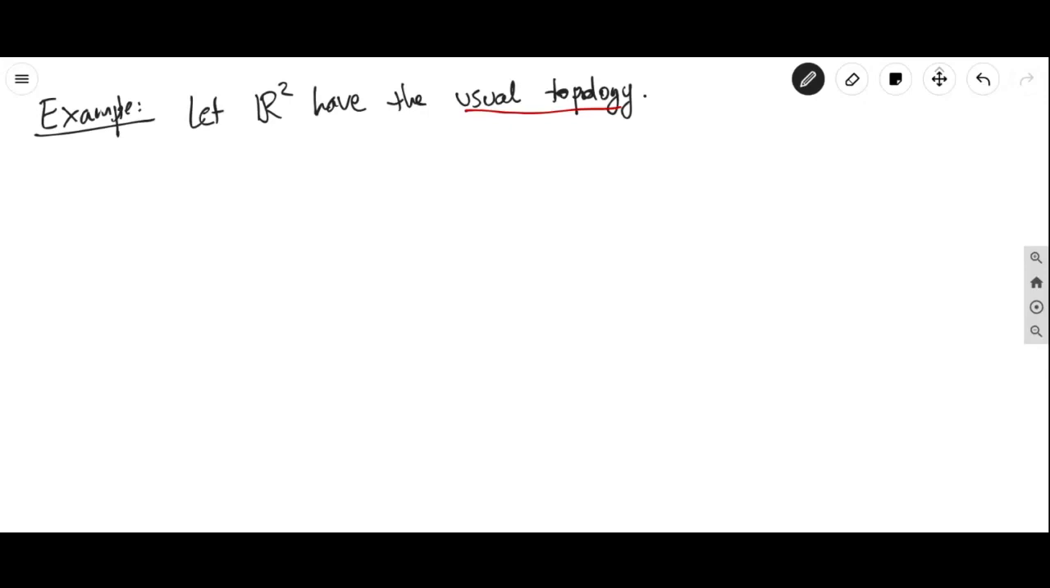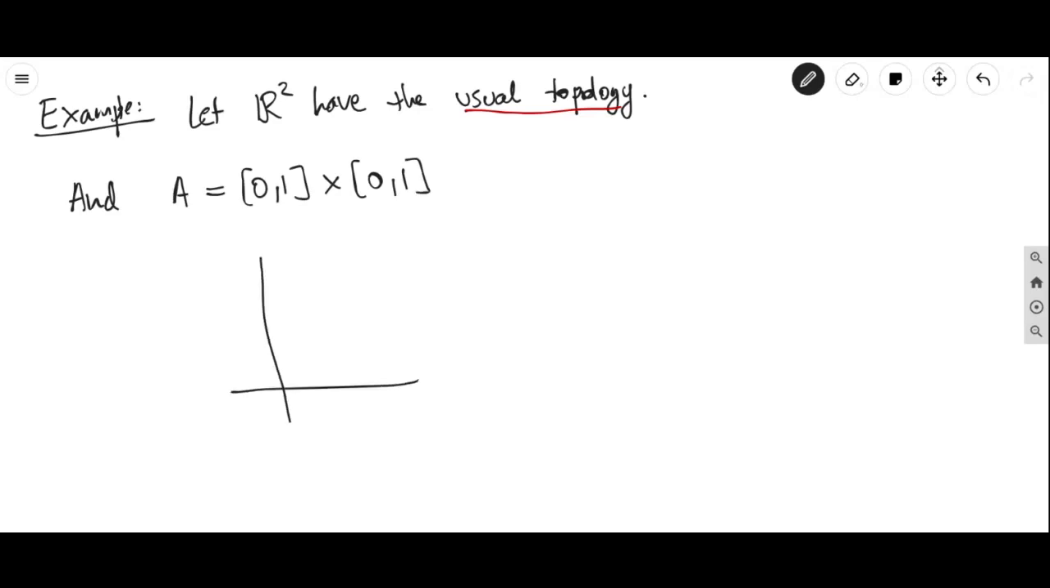And now let's pick a subset, and we're going to specifically pick something that is not an open subset. So A is going to be the following closed square. If you've never seen this notation, this is the interval from 0 to 1. This is a Cartesian product. So you're saying the first coordinate goes from 0 to 1, and the second coordinate goes from 0 to 1. So the way this is going to look is you're going to have a square like this. You're going to have this closed square.